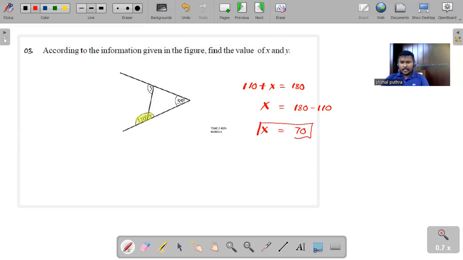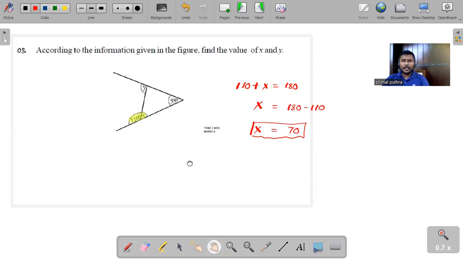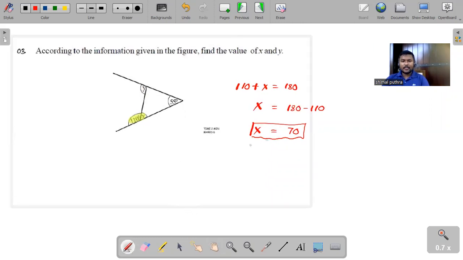I'm discussing these things very quickly because I need to cover the video. There are several things to discuss, but when we discuss these things in our model paper class, we go very slowly. It will be a very detailed method, but I can't do all the things in this kind of demo video. Okay, we found x as 70.